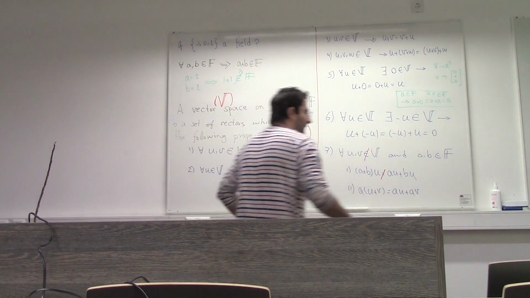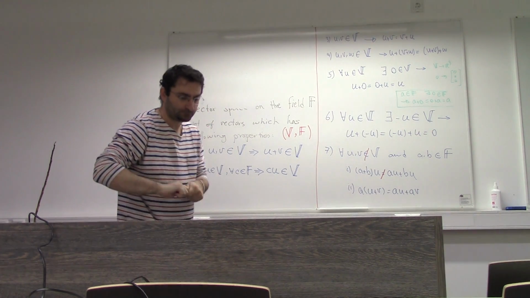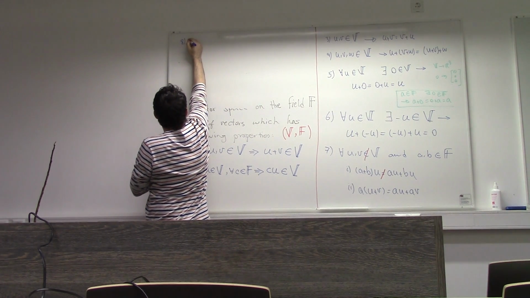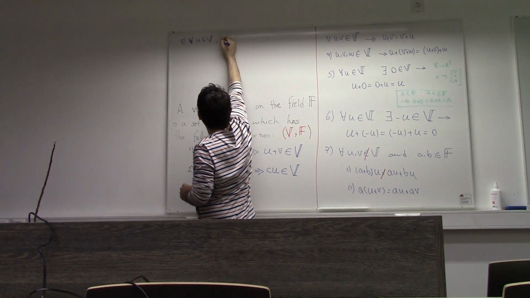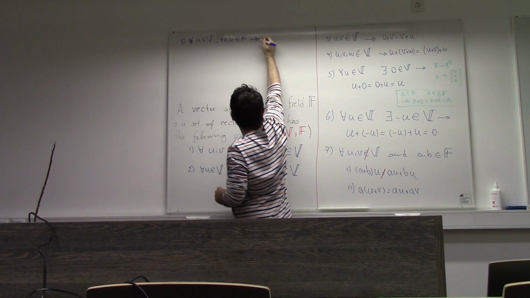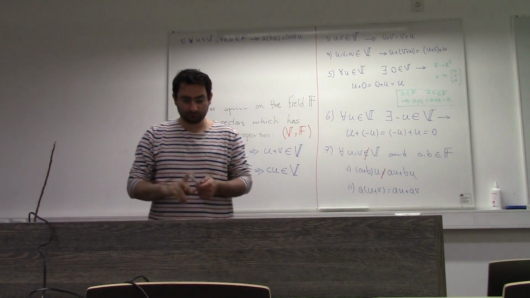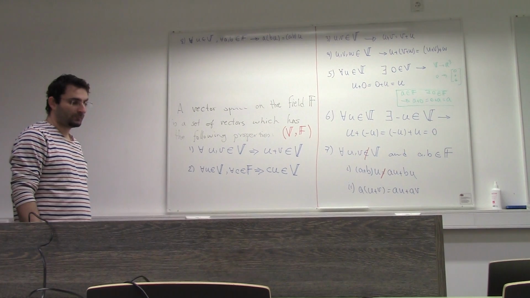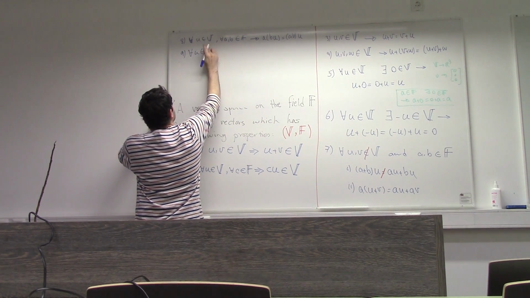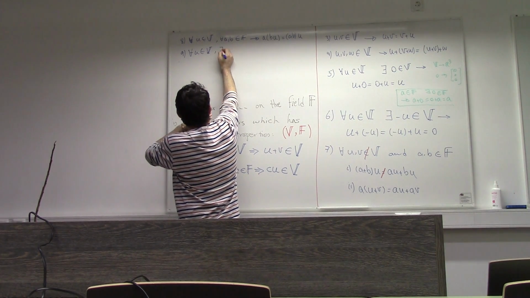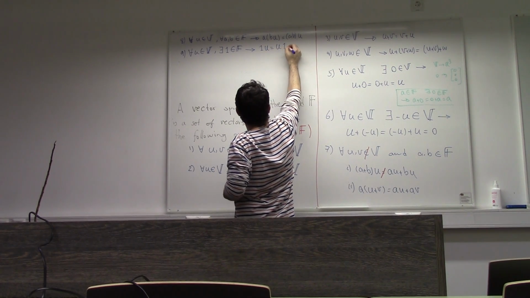Now, two more properties that we have to discuss is: for any U belonging to V, and for any A and B belonging to F, then we have A multiplied by BU is equal to AB multiplied by U. And for any U belonging to V, there exists 1 belonging to F such that 1U is equal to U.